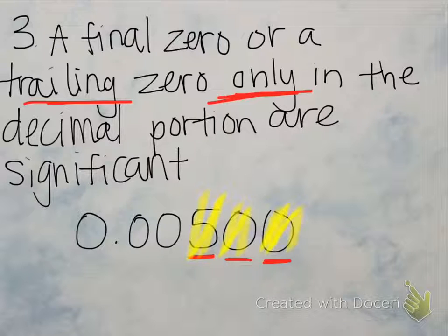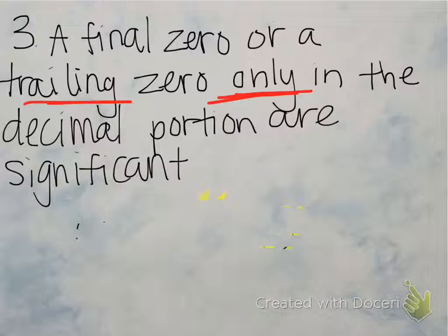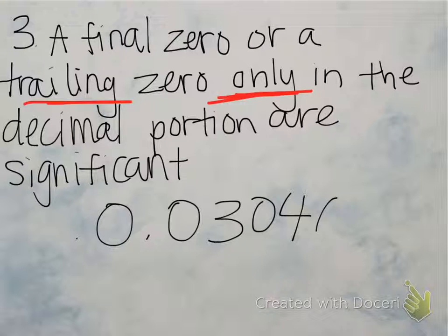So maybe we have something, let's see, I'm going to erase this one. We have something like 0.03040. Significant, significant, because they're non-zero. This is a captured or a trapped 0, so it's also significant. And then this one is a trailing 0, therefore it is significant as well. So those are the 3 rules that are going to help you determine what is significant and what is not.